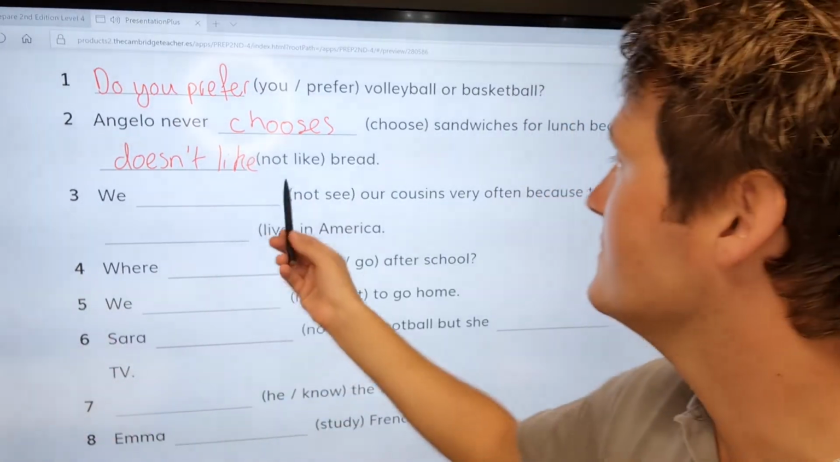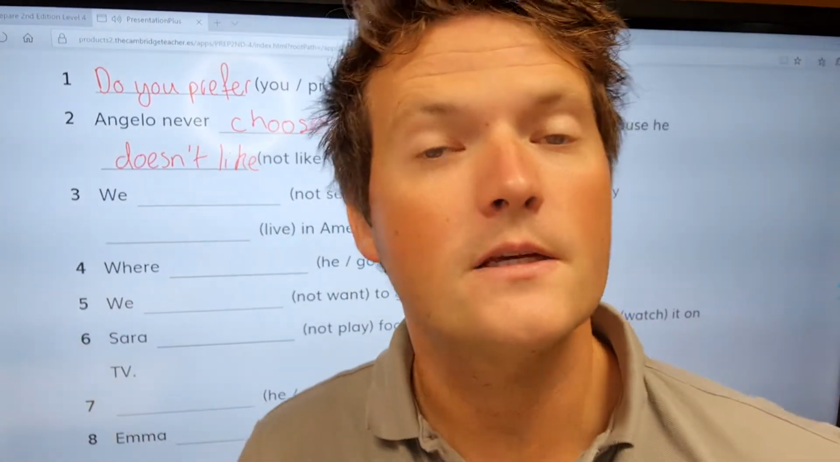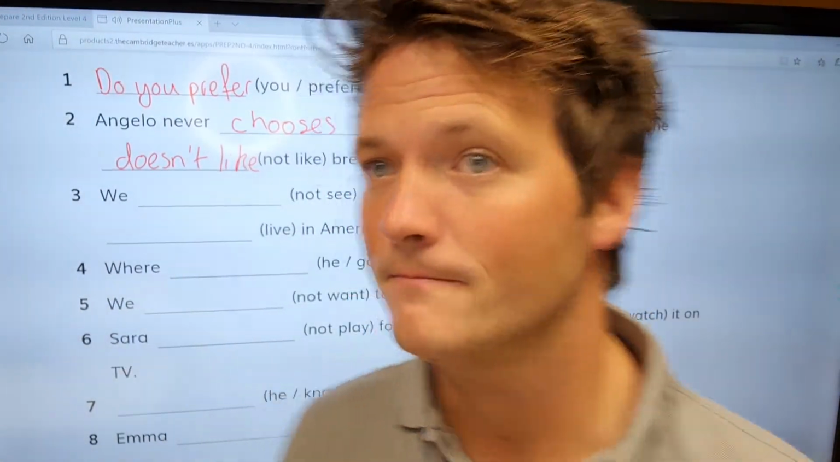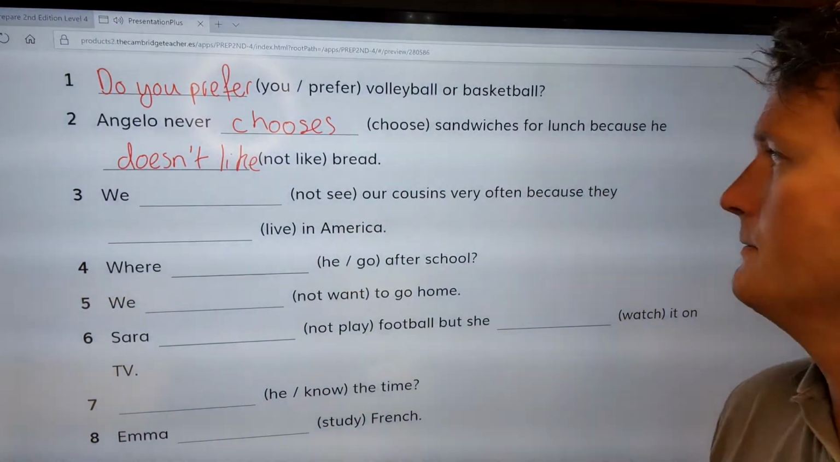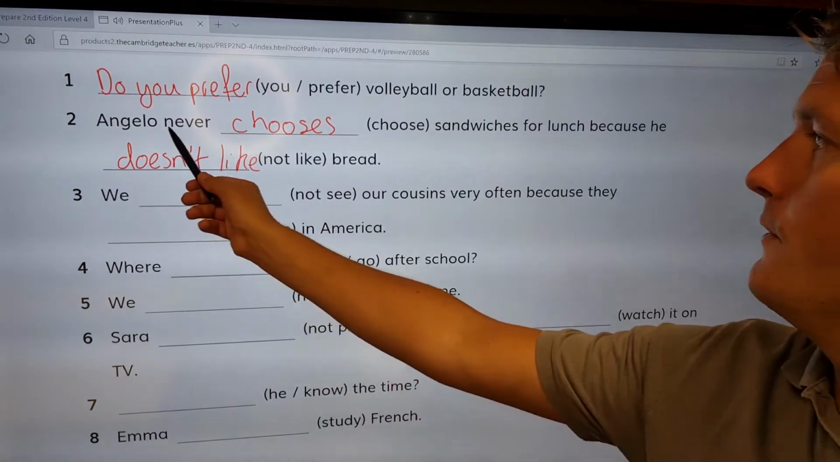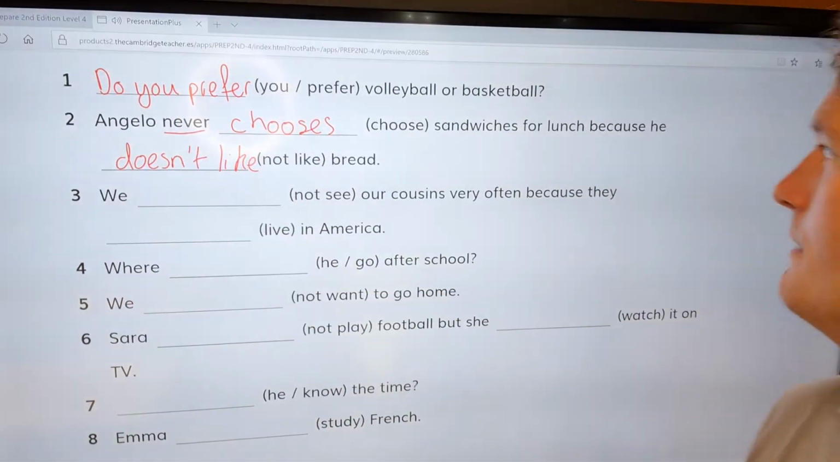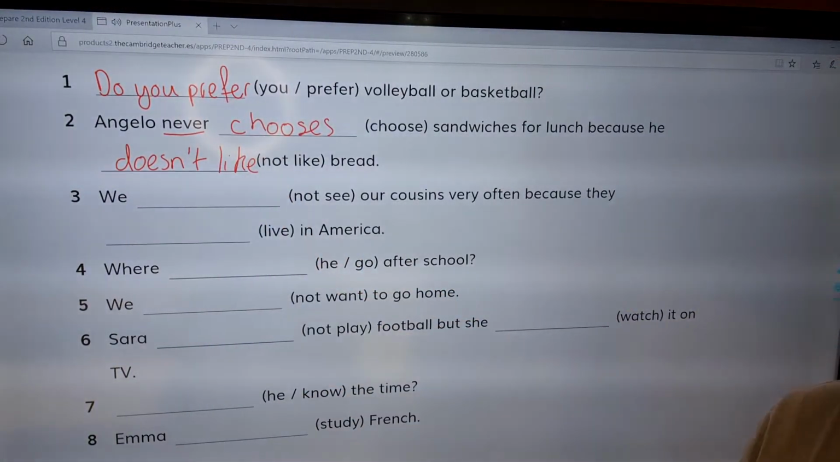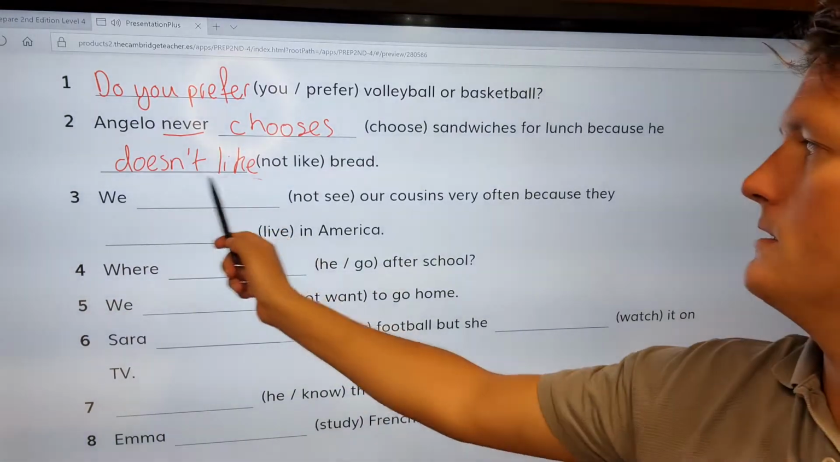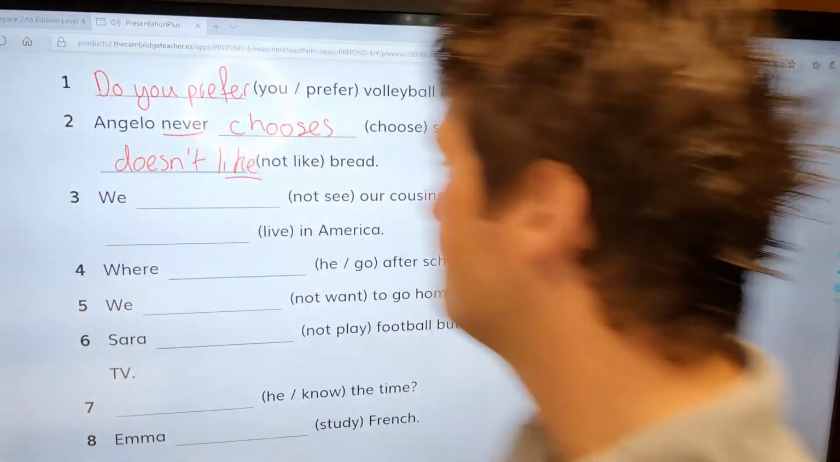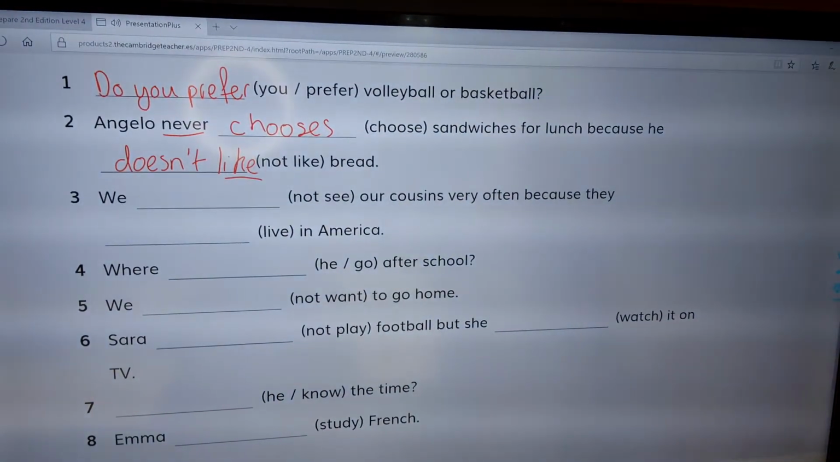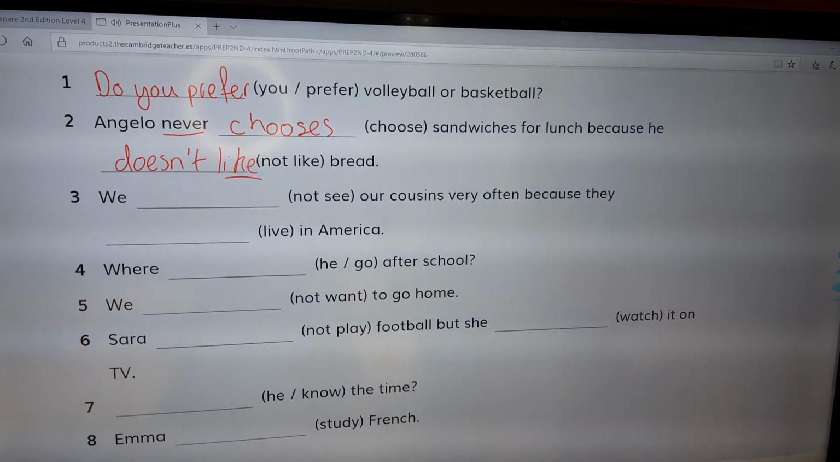That's okay, even though it's not very well written. He doesn't like bread, right? He never chooses the sandwiches because he doesn't like bread, right? This is the frequency with which he chooses sandwiches. Never. And the reason is, well, this is how he feels. He doesn't like bread. Okay, number 3 says, we not see our cousins very often because they live in America.